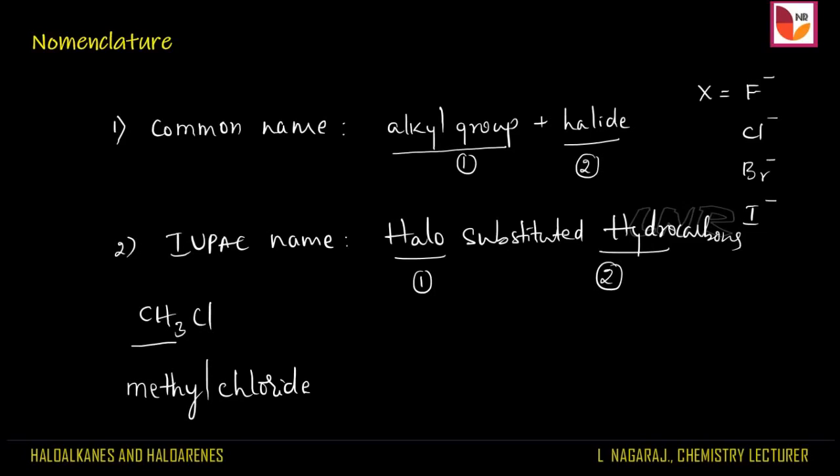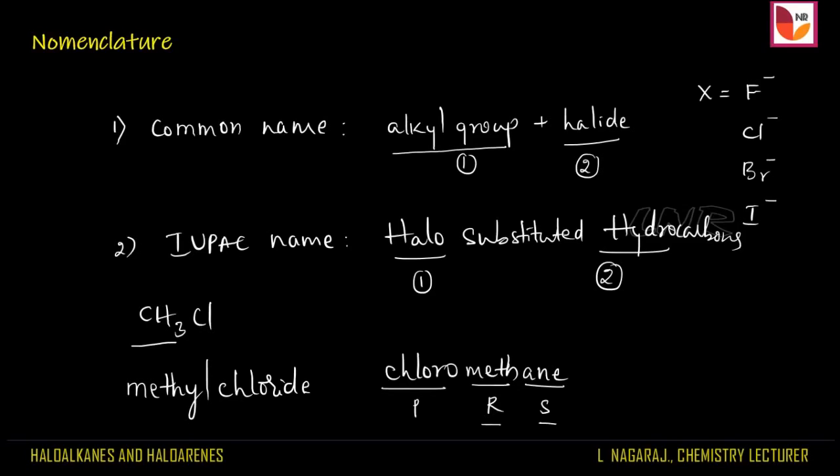The name of the halogen is written as halo, so Cl is written as chloro, and then the hydrocarbon name. It contains only one carbon atom, hence it is represented as meth, so the parent chain is meth, and it contains only single bonds, so it is represented as ane. So there is a prefix, a root word and a suffix. That is, first write the prefix, the substituent group name, then write the root word, then write the suffix. In the IUPAC system, the haloalkanes are named as halo-substituted hydrocarbons.